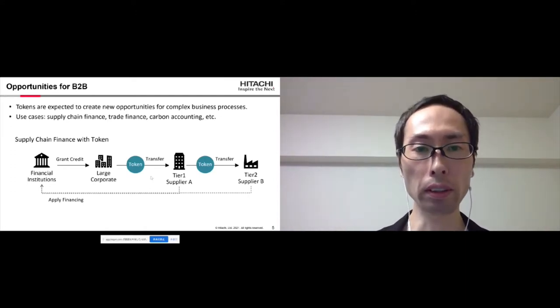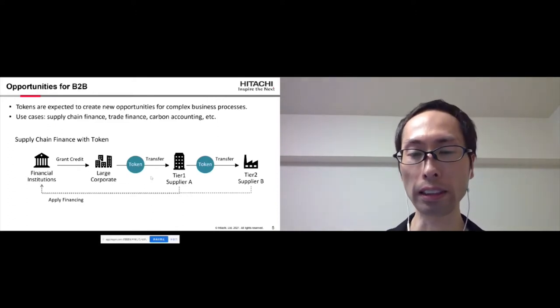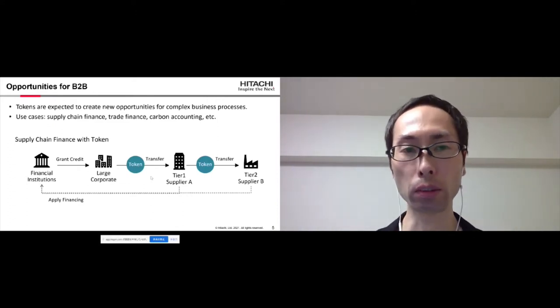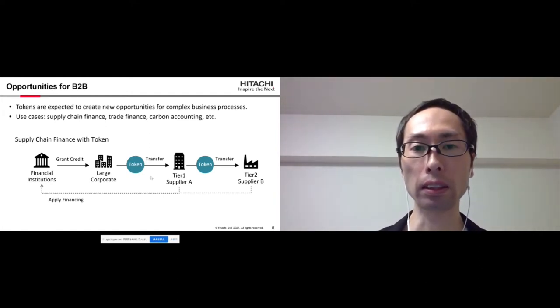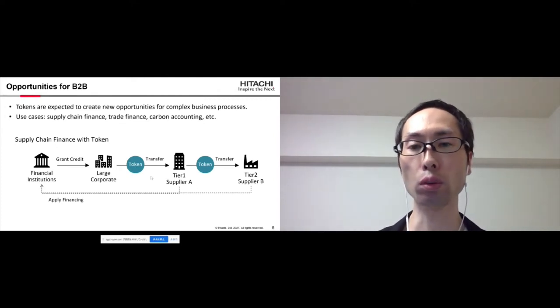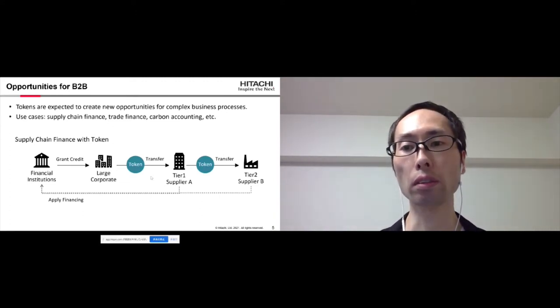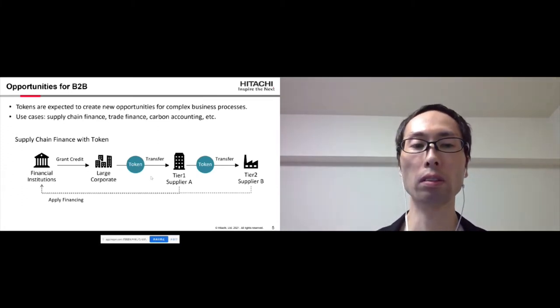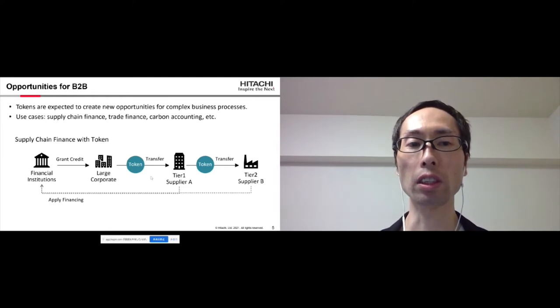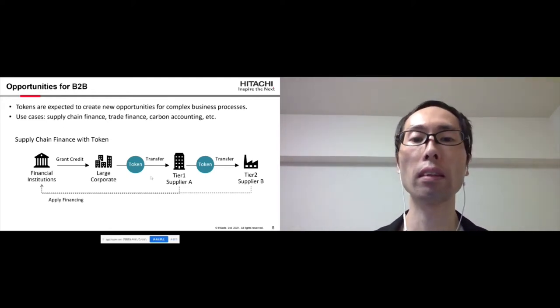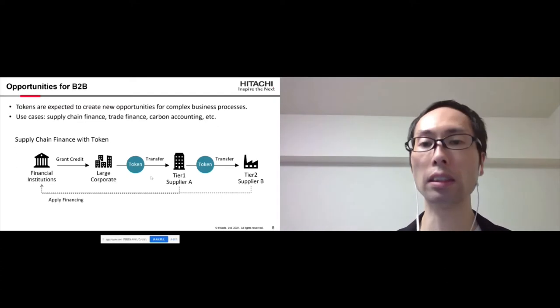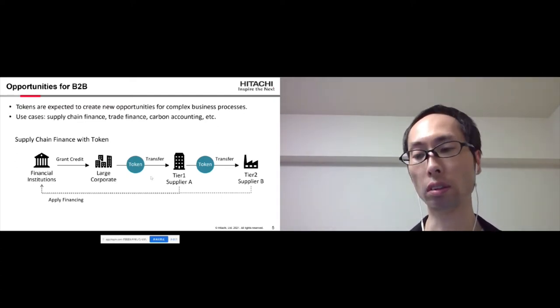A large corporate can issue a token representing digital payment obligation granted by financial institutions. And the large company can use this token to buy some parts from tier one supplier A. Then tier one supplier A can use this token to pay to tier two supplier B. And these suppliers can also apply financing to financial institutions by using this token. So these are examples of B2B tokens.